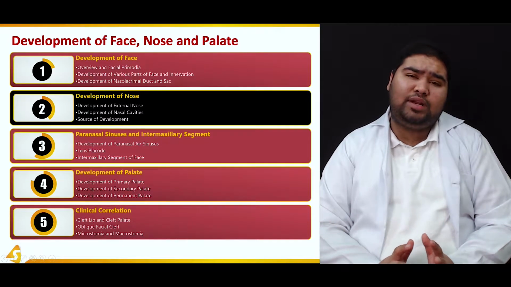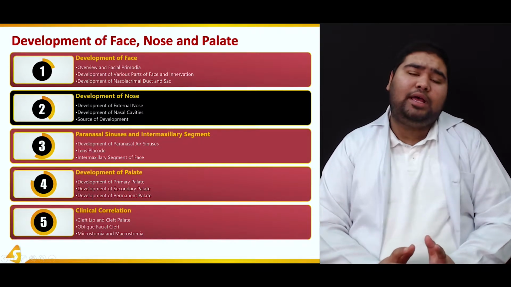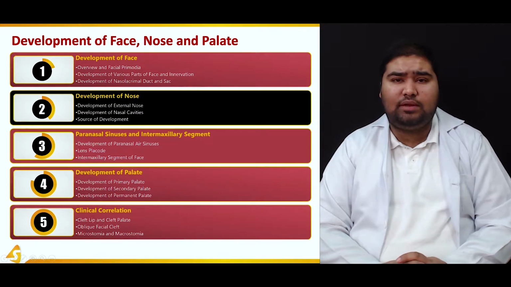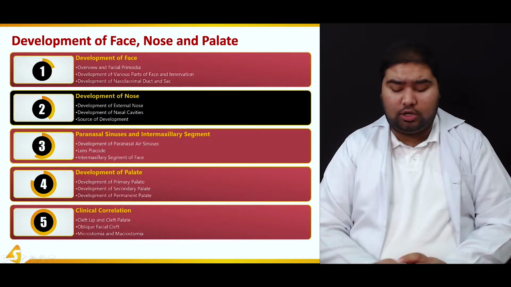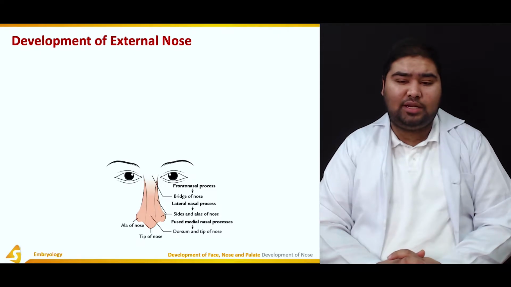That would actually be a summary of this entire section. That is how and what structures and how they form the adult nose, and what were the structures that were retained, what were the structures that were lost. So let's get into it. So development of the external nose.